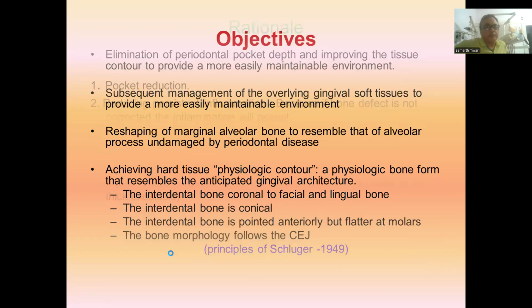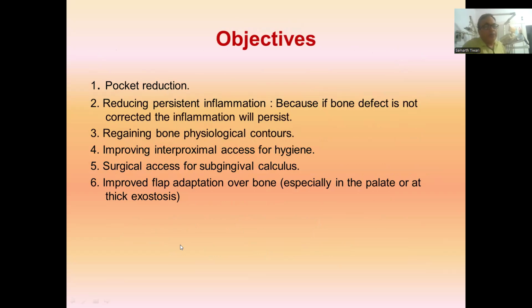Objectives: pocket reduction, reducing persistent inflammation, because if bone defect is not corrected, inflammation will persist, regaining bone physiologic contours, improving interproximal access for hygiene, surgical access for subgingival calculus, and improving flap adaptation over bone.